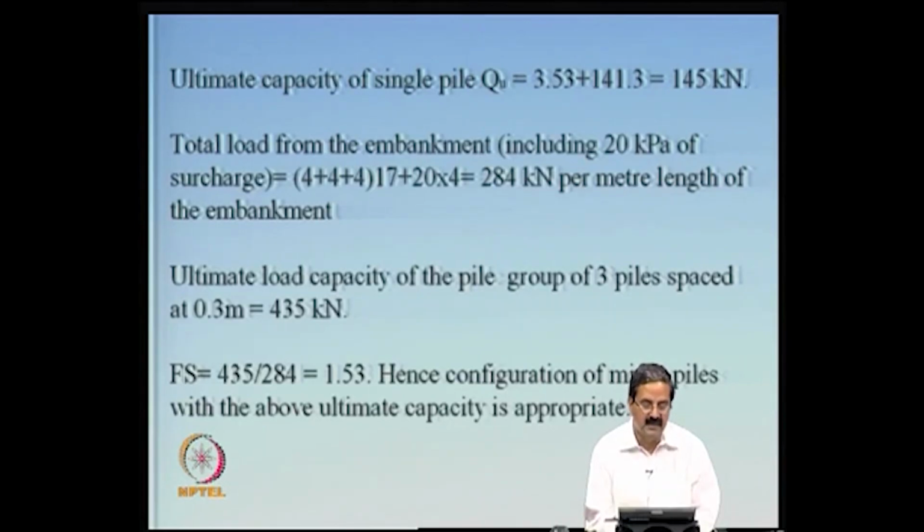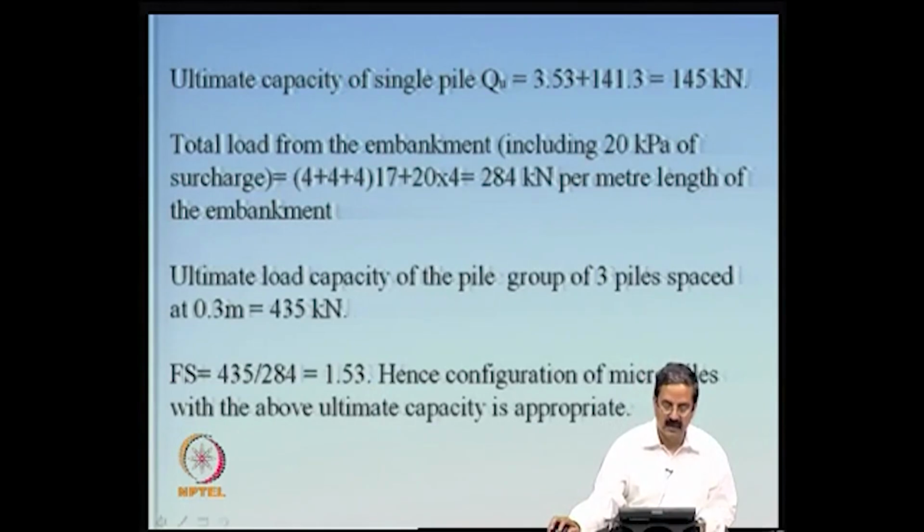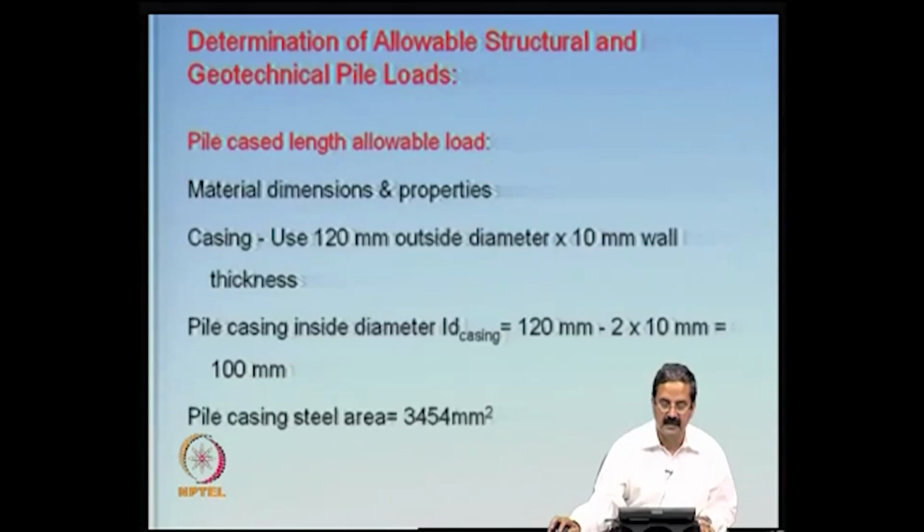So, below 4 meters I will get this much stress, and I am not assuming any stress distribution, and I am taking total load as it is. So, definitely this is the load and ultimate capacity of the pile group of 3 piles which are spaced at 0.3. I said 145 into 3 is 435, and 435 divided by 284, factor of safety is 1.53. Hence, the configuration of micro piles with above ultimate capacity is appropriate. So, this is a simple statement that one can make.